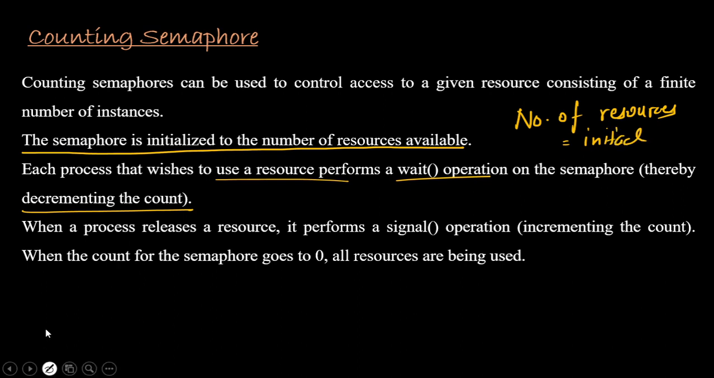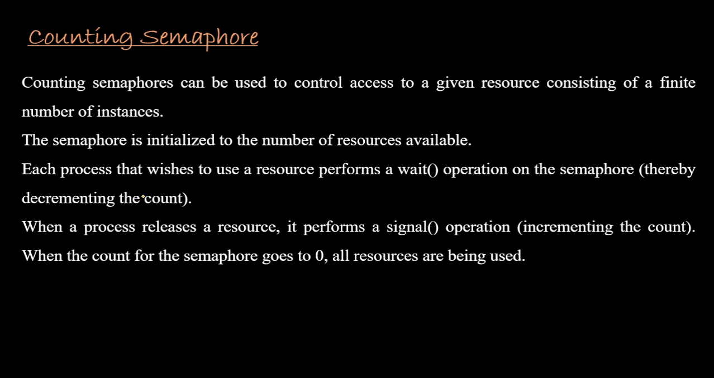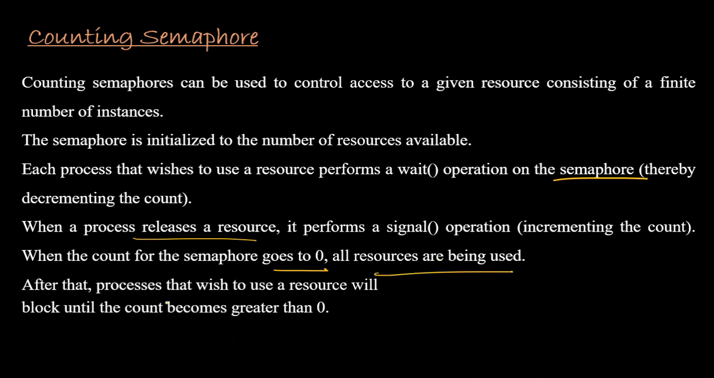ओके, सो व्हाट विल हैपन इज कि जब कोई प्रोसेस किसी रिसोर्स को यूज करेगा, ठीक है, व्हेन द प्रोसेस विशेस टू यूज अ रिसोर्स, इट विल परफॉर्म द वेट ऑपरेशन, इट विल डिक्रीज द वैल्यू ऑफ सेमाफोर, एंड व्हेन द प्रोसेस रिलीजेस अ रिसोर्स, it performs a signal operation that is incrementing the count. When the count for the semaphore goes to 0, this means that all the resources are being used. After that, process that wish to use a resource will block until the count becomes greater than 0.